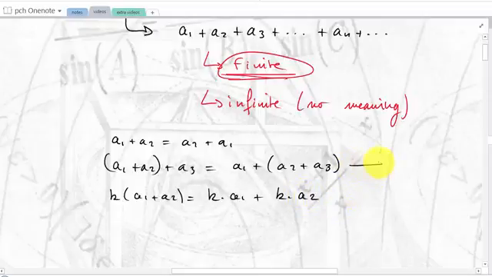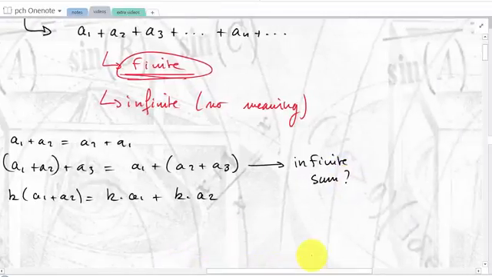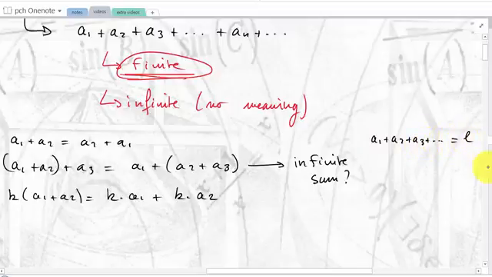Do these properties apply in the case of an infinite sum? I'm not sure. For example, if A1 plus A2 plus A3 plus forever is equal to a number, let's call this number L, then do we have that, for example, A5 plus A10 plus A1 plus A2, and then I will have all of them here except A5 and A10, is this still equal to L? Not sure about this one, right?